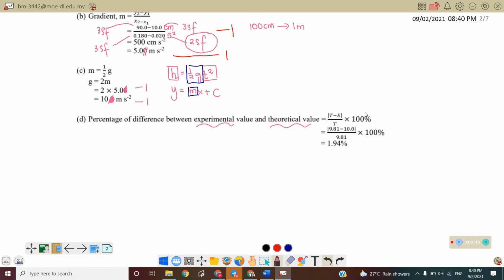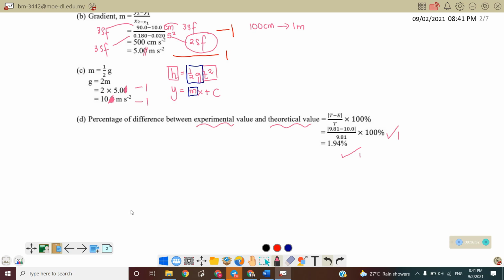So remember to write 100%. The percent symbol you must write. So we take 9.81 minus 10, over 9.81. If you press the calculator, you will get roughly 1.94, or you can write 1.9%. If you do this correctly, you will get 1 mark for your substitution and also for the value that you find.